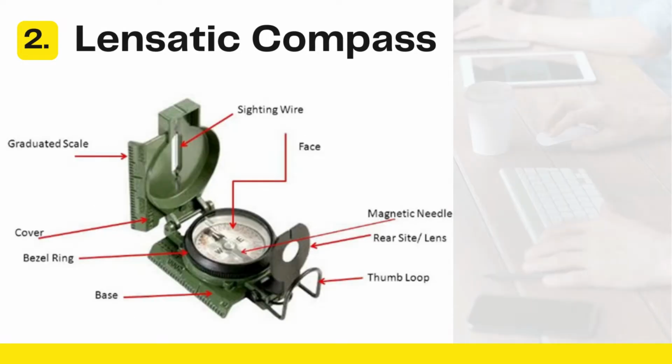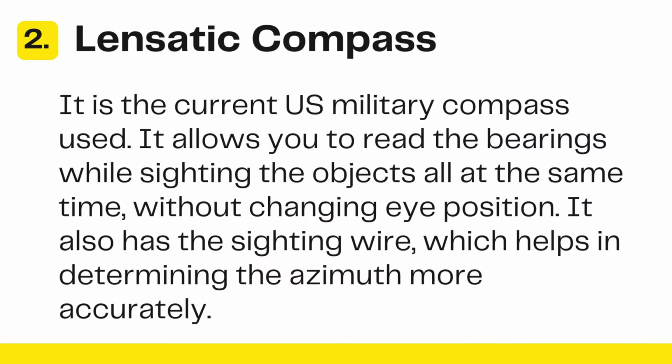Next is the lensatic compass. It is the current US military compass. Compared to other kinds of compasses, a lensatic compass allows you to read the bearings while sighting the objects all at the same time without changing eye position. It also has the sighting wire, which helps in determining the azimuth more accurately.